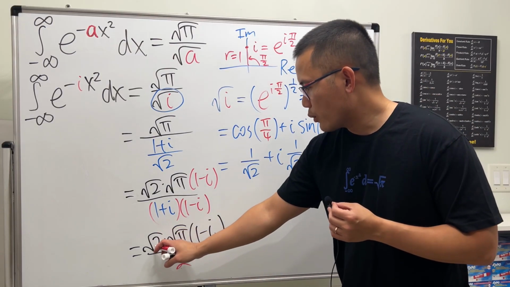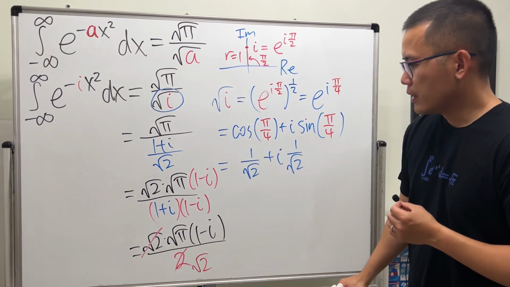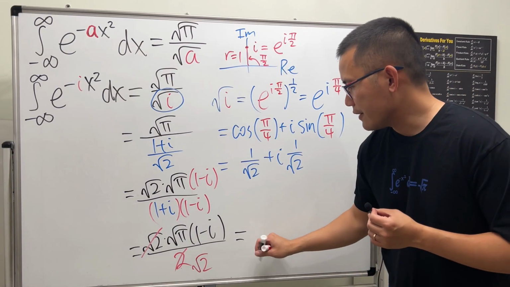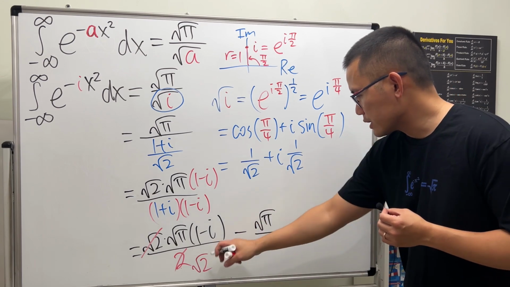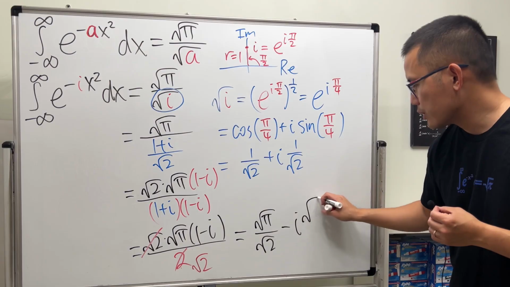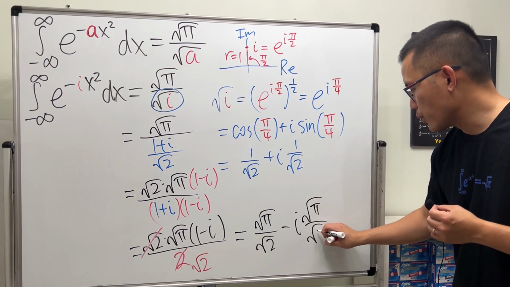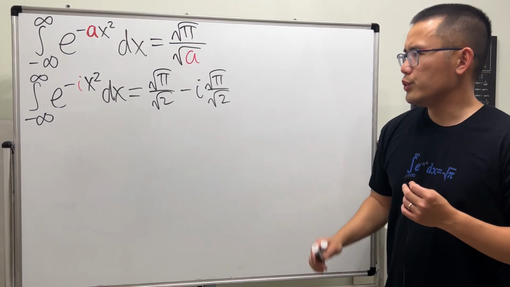And now, square root of 2 and 2, they can reduce to just a square root of 2 on the bottom. So all in all, we will have, let's distribute it, we get square root of pi over square root of 2, and then distribute it, minus i square root of pi over square root of 2. So that's what we have. What do we do next?